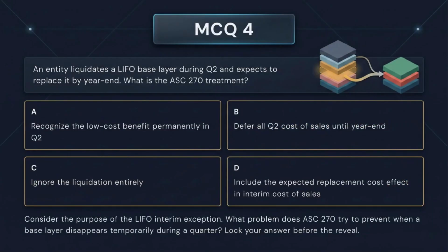MCQ number 4 tests temporary LIFO liquidation. An entity liquidates a LIFO base layer during Q2 but expects to replace it by year-end. The issue is whether the old low-cost layer should create an artificial interim profit. Think through the annual period logic before locking your answer.